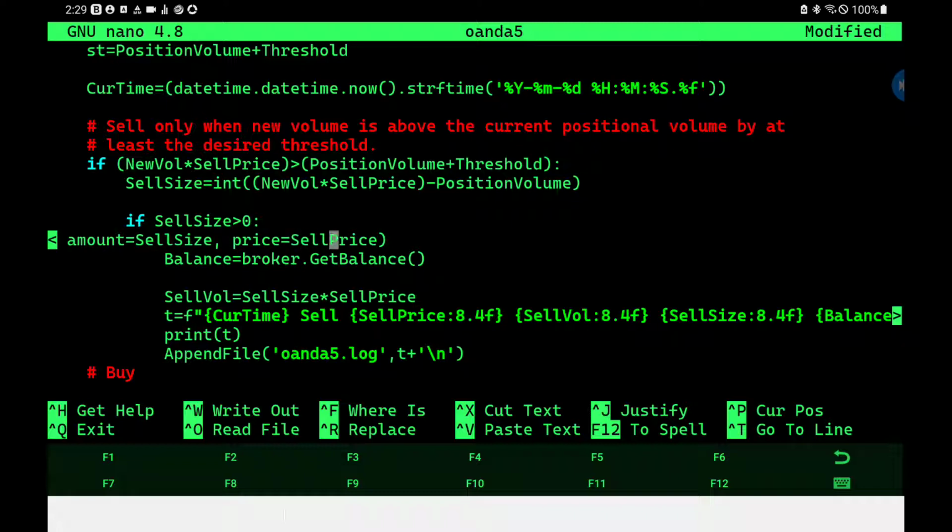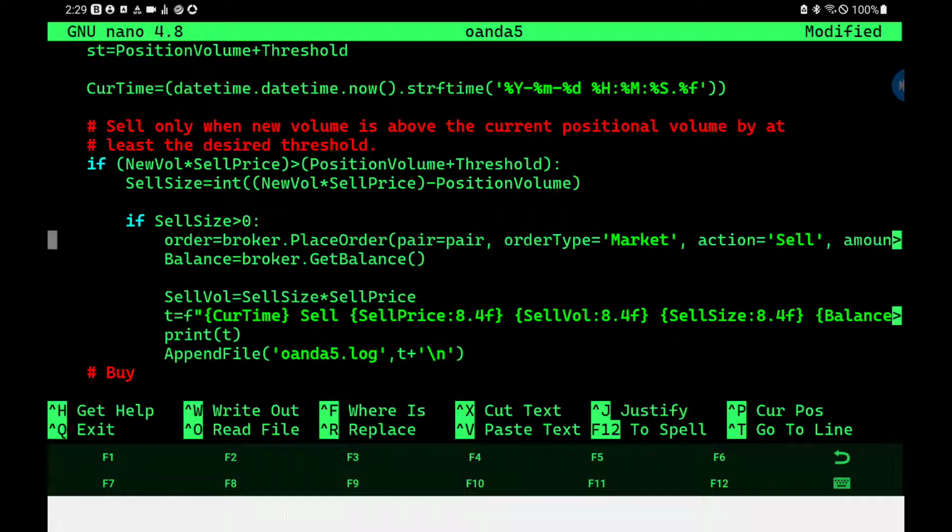Now, sell price is ignored because we're doing market orders. But if you were using limit orders, then this would be the current market sell price. And then we get the balance. And now we calculate how much we actually sold. The volume of this trade is the sell size times the sell price. And then we make the log. We put it on the screen, but we also save it to the file.